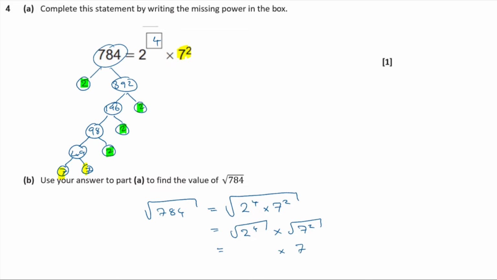Square root of 2 to the power 4. Well, 2 squared times 2 squared is 2 to the 4. So that's going to give me 2 squared. 2 squared times 7. 4 times 7, that's 28 then. So the root of 784 is going to be 28.